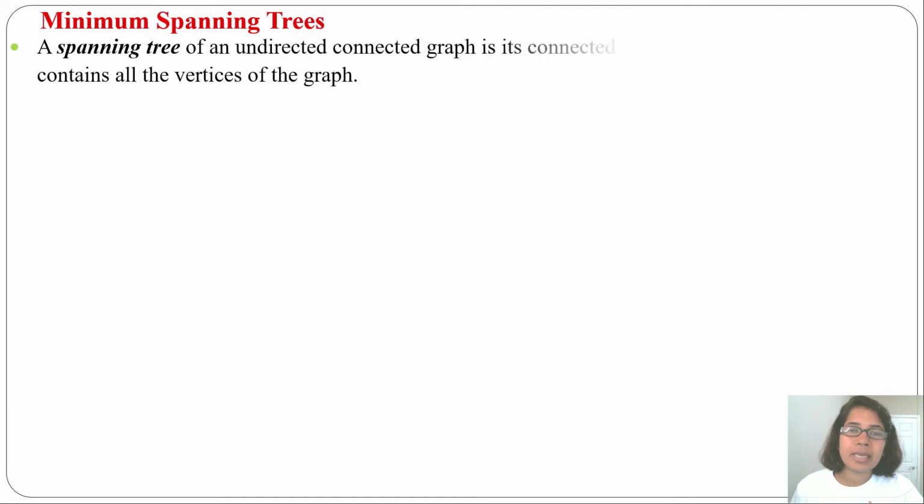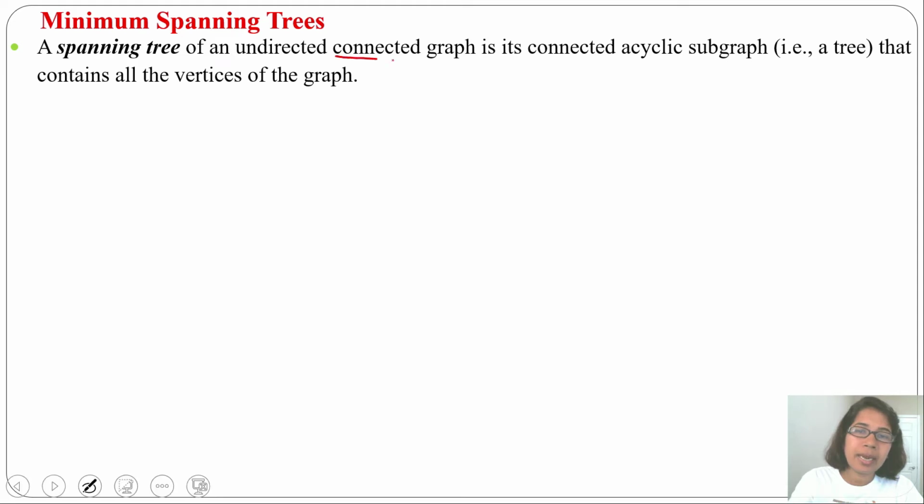There should not be any cycle means if there are n vertices, then in spanning tree there will be n minus 1 edges. A spanning tree of an undirected connected graph is its connected acyclic subgraph, or we can say it is a tree that contains all the vertices of the graph. For spanning tree, graphs should be connected and it should be undirected. In directed graph, we cannot find spanning tree.